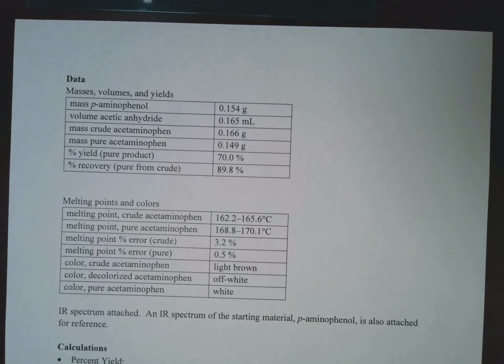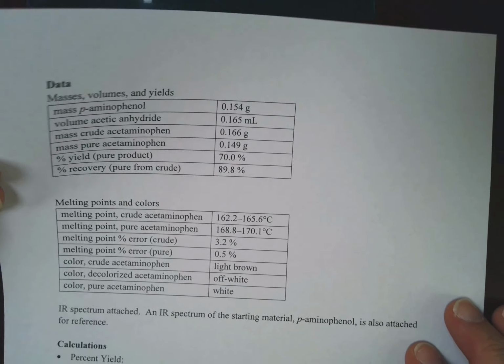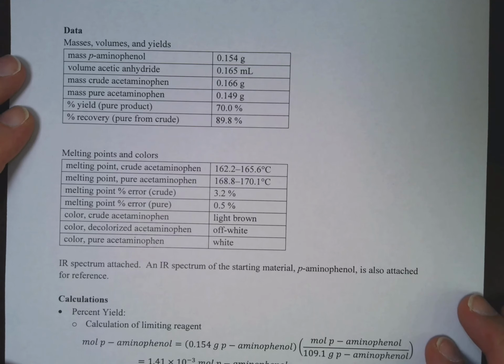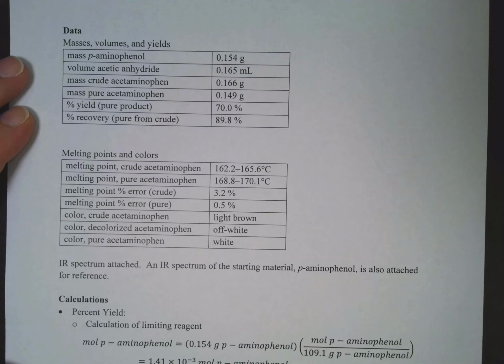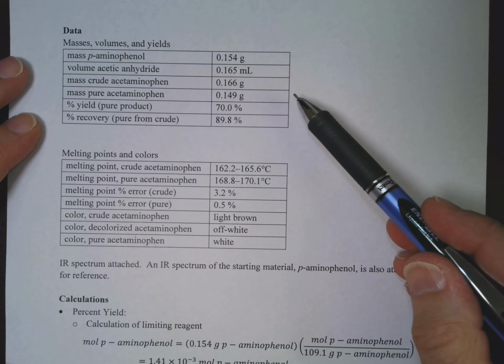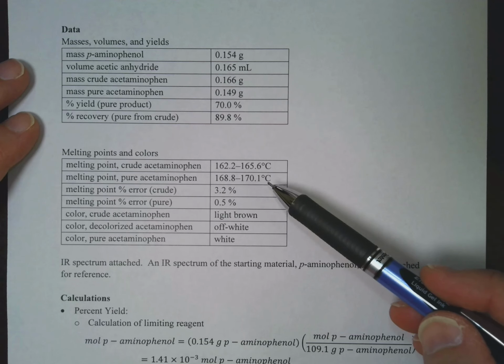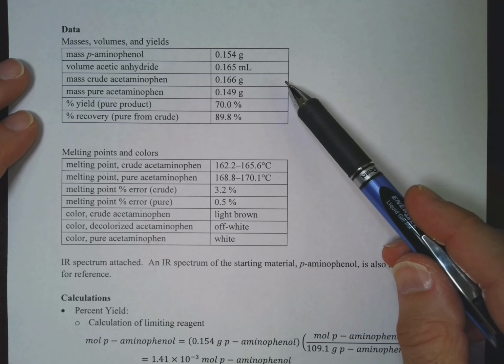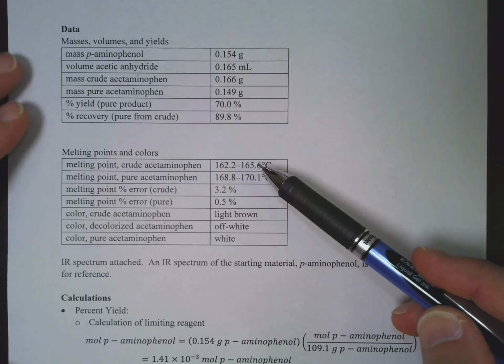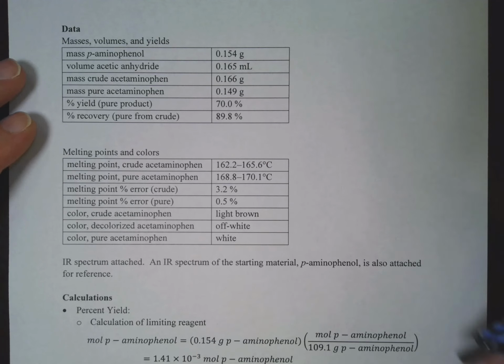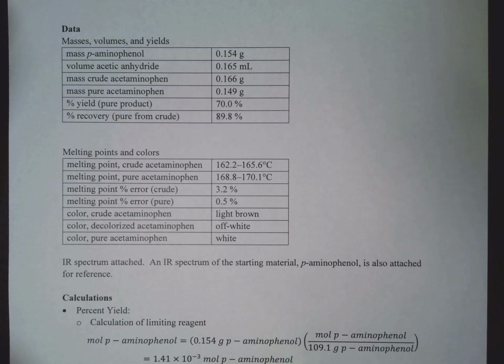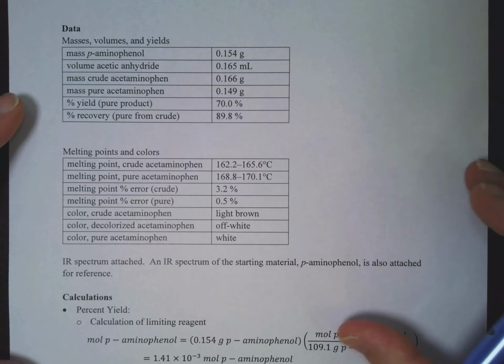All right. Now we have some data. Yay, data. And so masses, volumes, and yields, melting points, and color. So I broke up the data table into two tables, one which has masses, volumes, and yields, and one melting points and colors. If you can have the data tables on the same page, that's great. Makes it easy for me to grade, but that's okay.